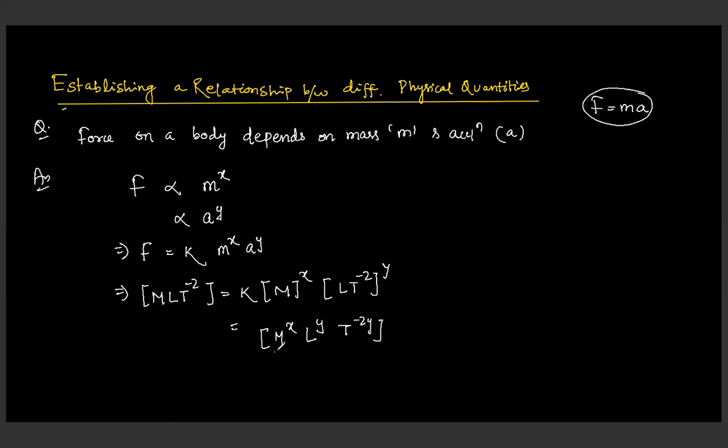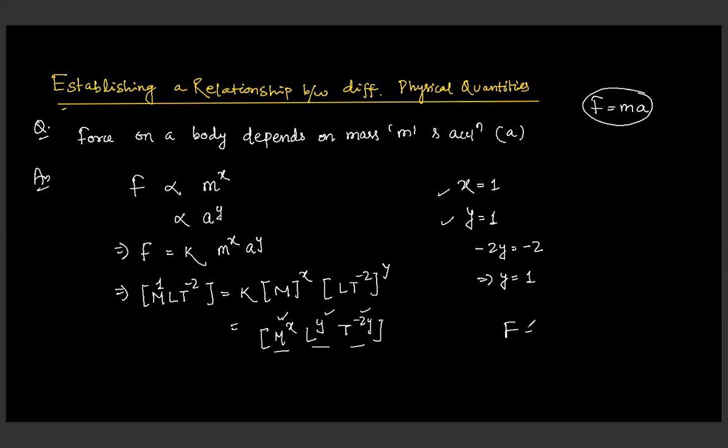So what is the next step? Compare the powers of mass, length and time with each other, left hand side and right hand side. We write x is equal to 1 because on the right hand side the power of mass is x and on the left hand side it is 1. Similarly, y is equal to 1, and minus 2y is equal to minus 2, so from here also I get y is equal to 1. So I got the values of x and y to be 1 and 1.